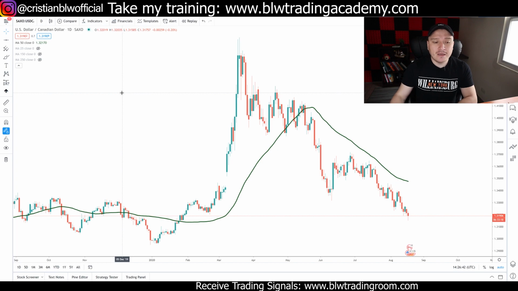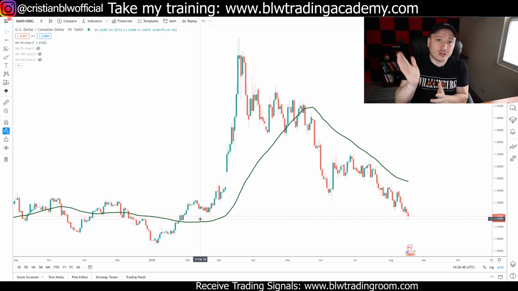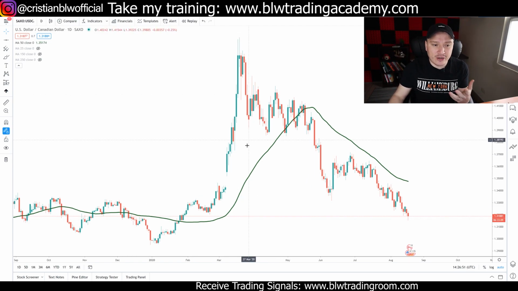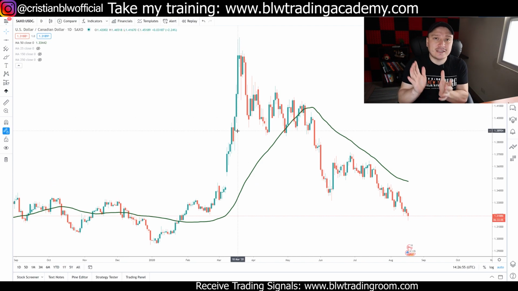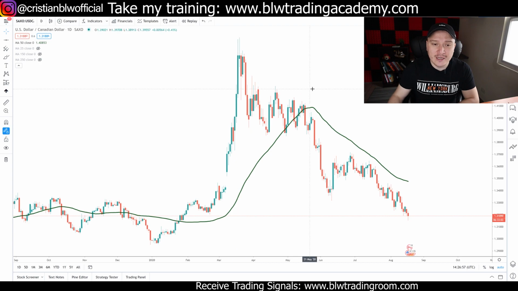Whenever you see that the moving average is going up, it's usually an uptrend, and depending on how steep the incline is and how far away it is from the candlesticks, that's how strong the uptrend is. And whenever it's going down, it's a downtrend. So it's very simple to understand.